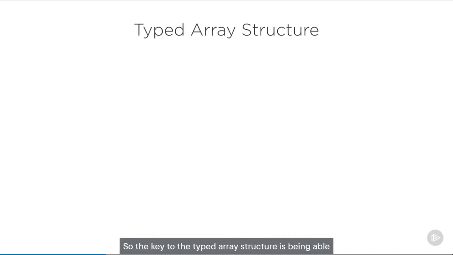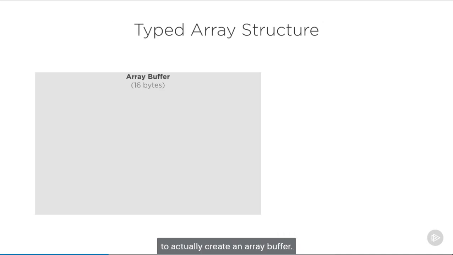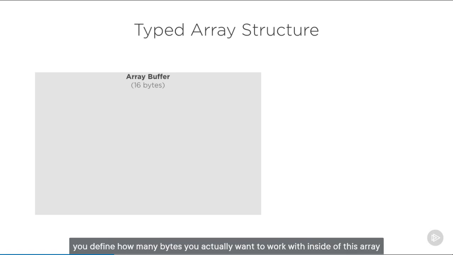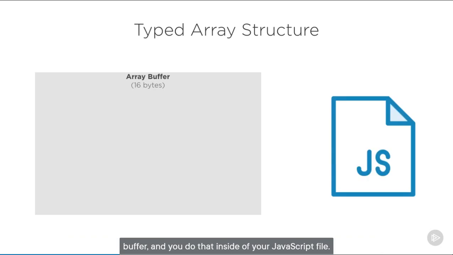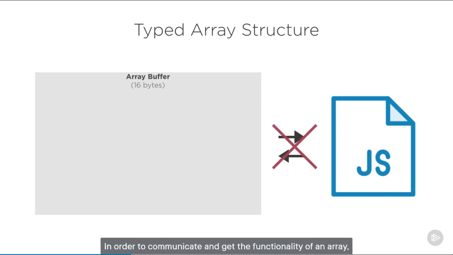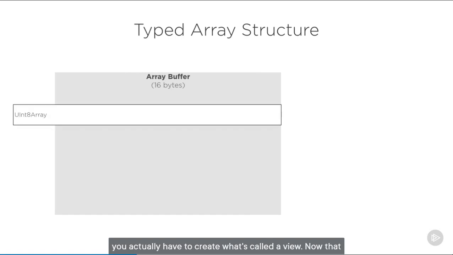The key to the typed array structure is being able to create an array buffer. When you create this array buffer, you define how many bytes you want to work with inside of it, and you do that inside of your JavaScript file. The problem is, though, this JavaScript file cannot communicate directly with this array buffer. In order to communicate with it and get the functionality of an array, you have to create what's called a view. Now that view can contain different types of data.